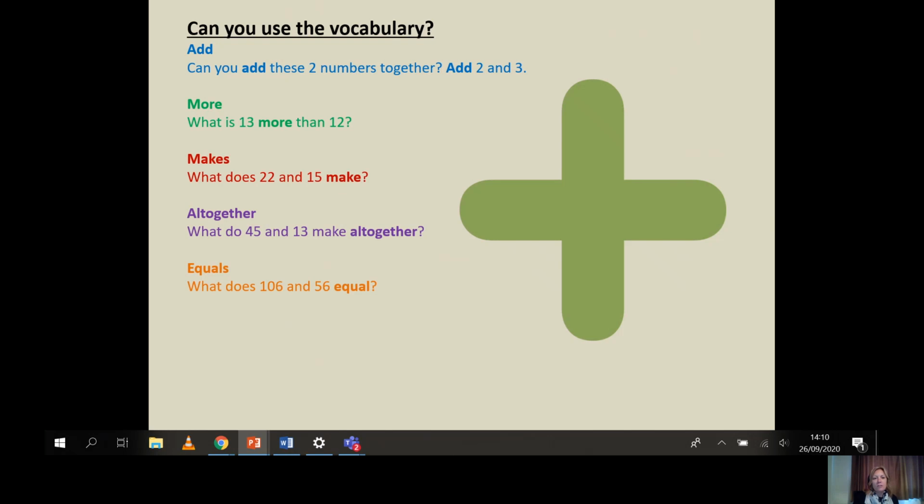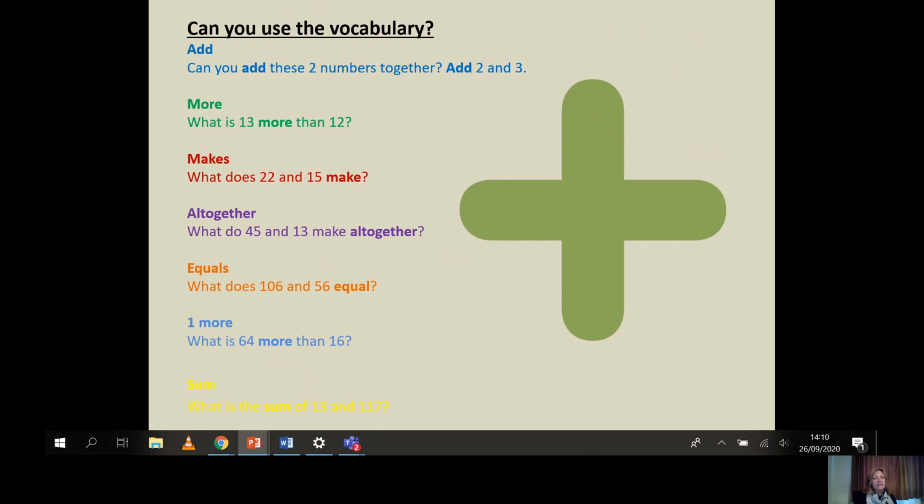Equals. What does 106 and 56 equal? Okay. One more. What is 64 more than 16? And the sum. What is the sum of 13 and 117? All of these words lend themselves to adding, okay?